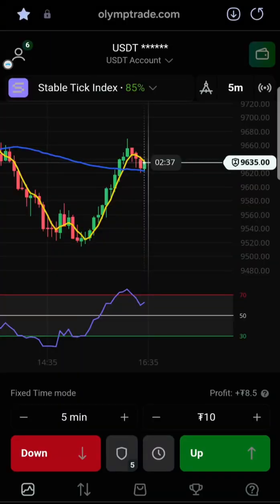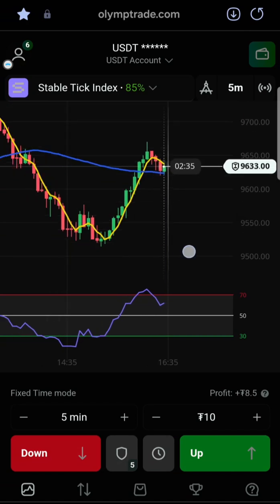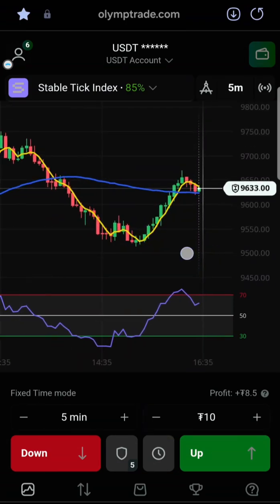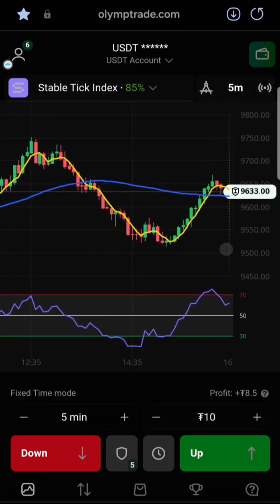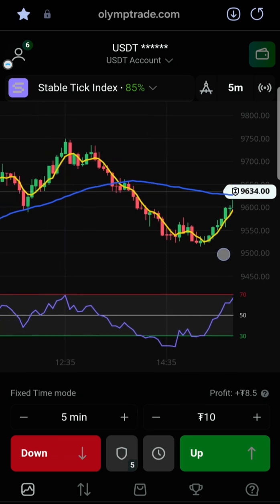Hello everyone, in today's video we'll be showing you guys how you can use the strategy we call sliding on averages. It's very simple and it's easy to understand. It works with two lines, yellow and blue line. In this video we'll be showing you guys how you can place trades going downward, while in the next video we'll show you guys how you can place trades going upward.